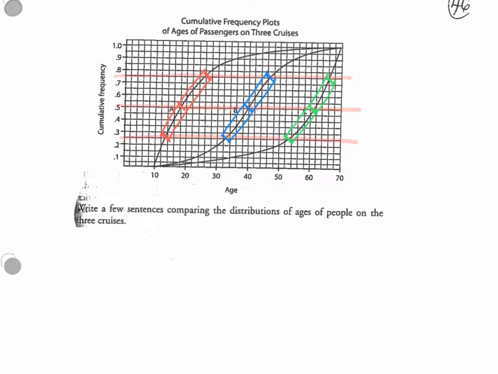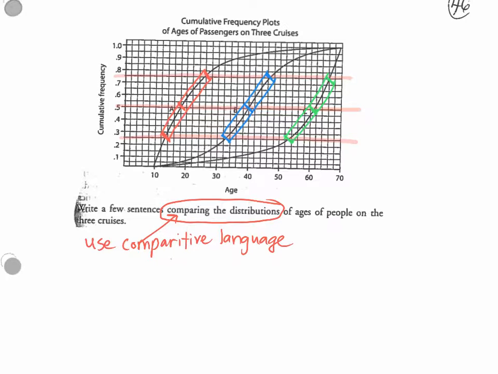Okay, so now let me tell you the instructions. Compare the distributions. Compare means you need to use comparative language. What do you do when you use comparative language? What are you trying to do with things? Make connections. Compare them to each other, contrasting and similarities. So you should use language like more than, less than, higher than. So you should compare one of the items to the others.